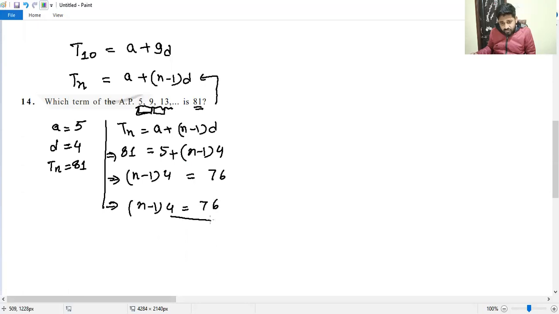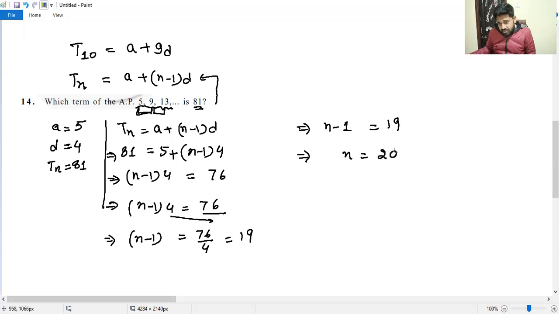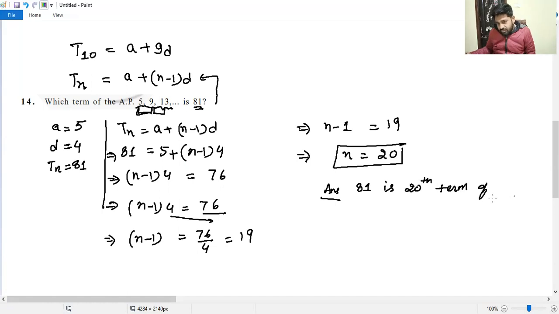So we can take 4 to this side, so it will become n minus 1 is equal to 76 divided by 4, that will be equal to 19. So the equation becomes n minus 1 is equal to 19. So the value of n is 19 plus 1, that is 20, which is the number of terms. So 81 is which term? The 20th term. So the answer is: 81 is the 20th term of the given AP.